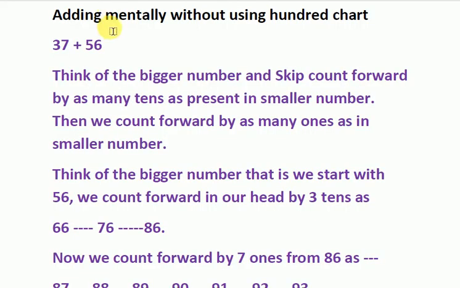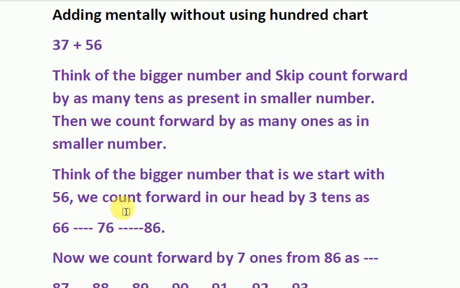How to add mentally without using a 100 chart? Now let us take an example over here. 37 plus 56. Without a 100 chart, you have to add it in your mind mentally. So again we will start with the bigger number. Which is the bigger number? 56 is the bigger number. We have to skip count forward by the number of tens as in the smaller number. So start with the bigger number 56. Think of 56 in your mind.